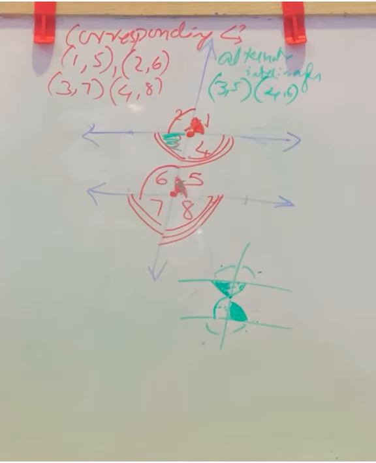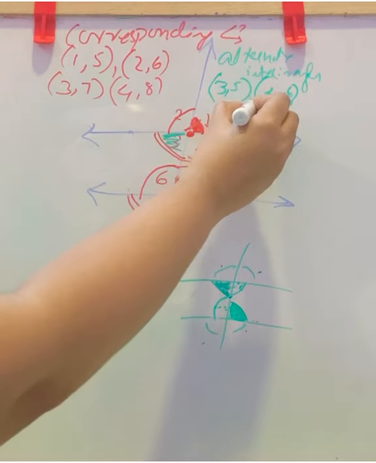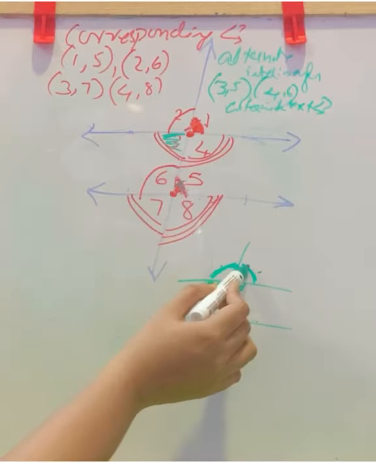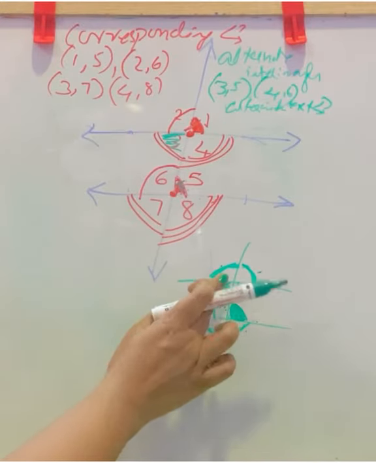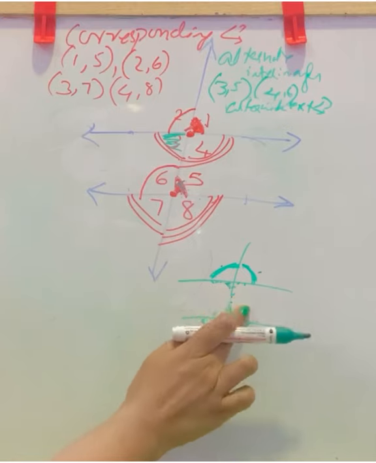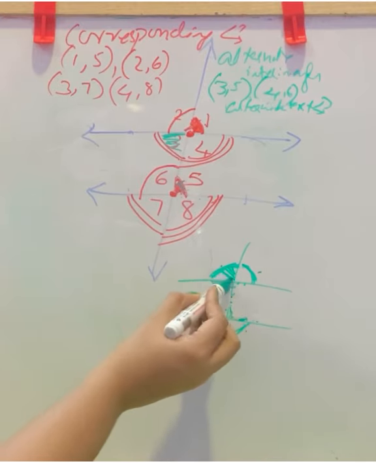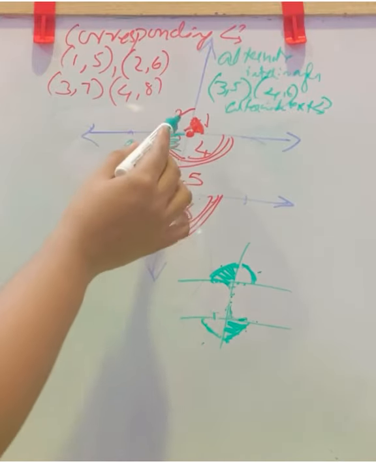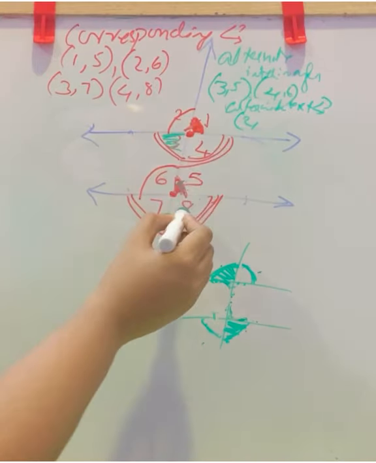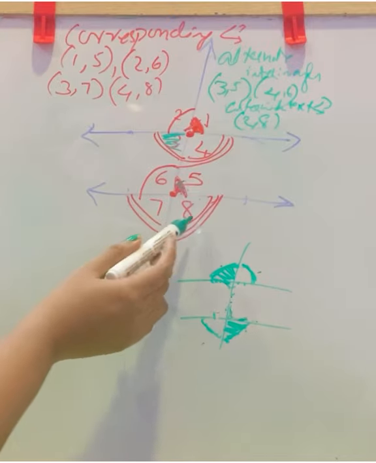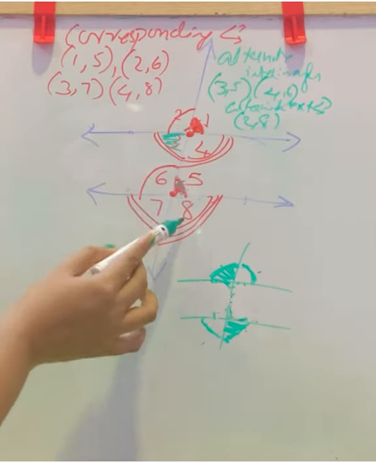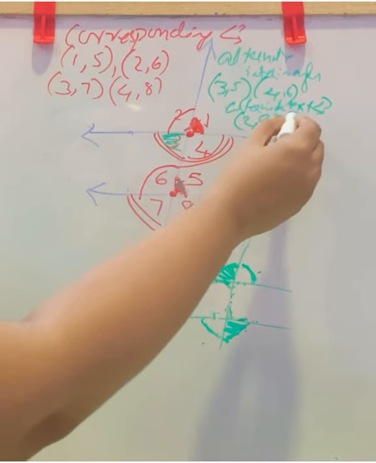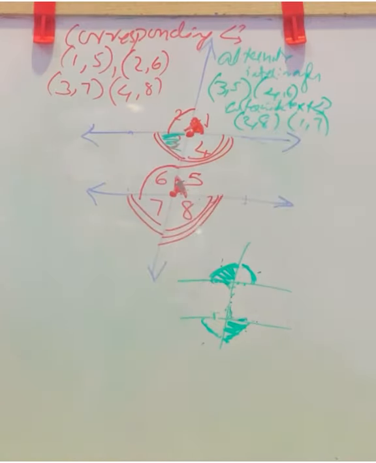Now next is alternate exterior angle. Here these are the exterior angles and alternate exterior angles. For this angle, the pair of alternate exterior angle is this. So for 2, the pair will be 8. It is outside this line. So 2 and 8 are alternate exterior angles. Now 1 and 7 are alternate exterior angles.